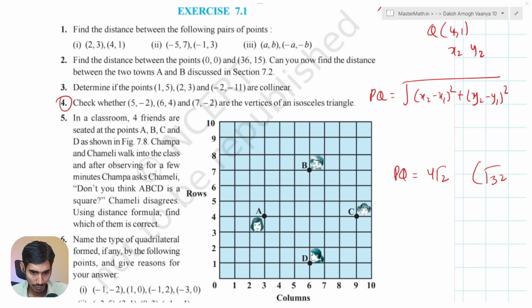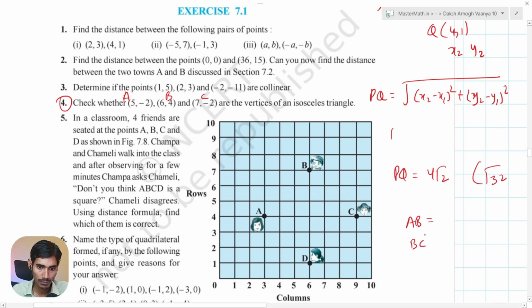Yes, Daksh. Sir, yes, it is an isosceles triangle because AB is equal to BC. Okay. Assuming you took this A, this B, and this C, what are the lengths of AB and BC? Just tell us. AB is root 5, BC is root 5, and AC is root 20, which is 2 root 5. Okay. But it doesn't really matter. What's important is two sides are equal.